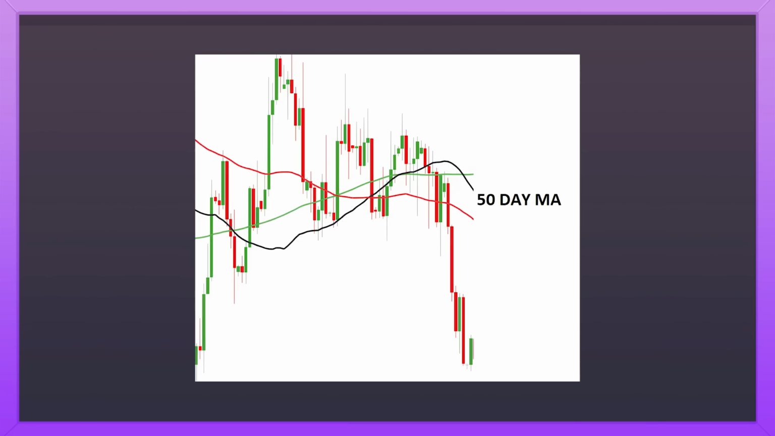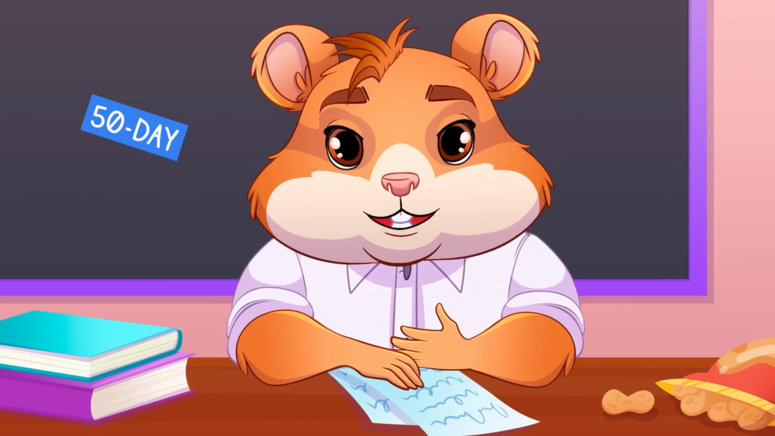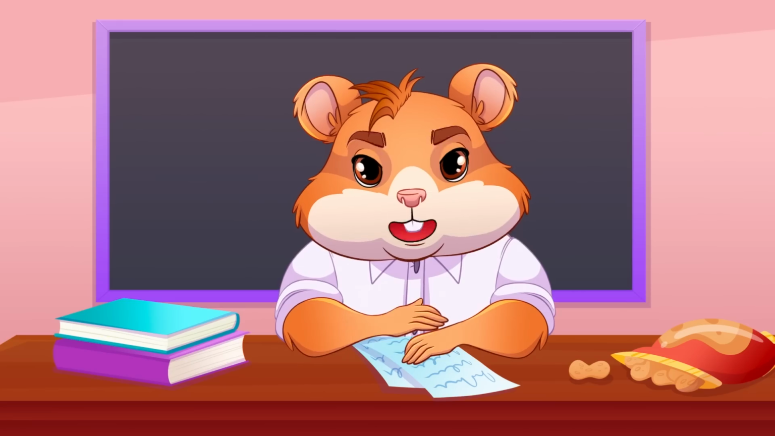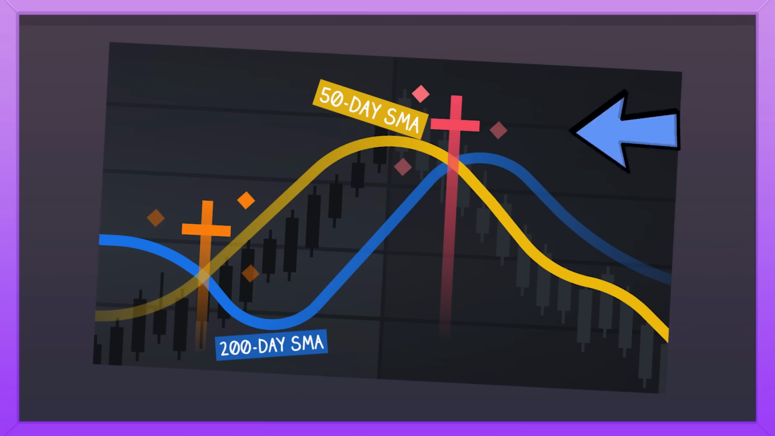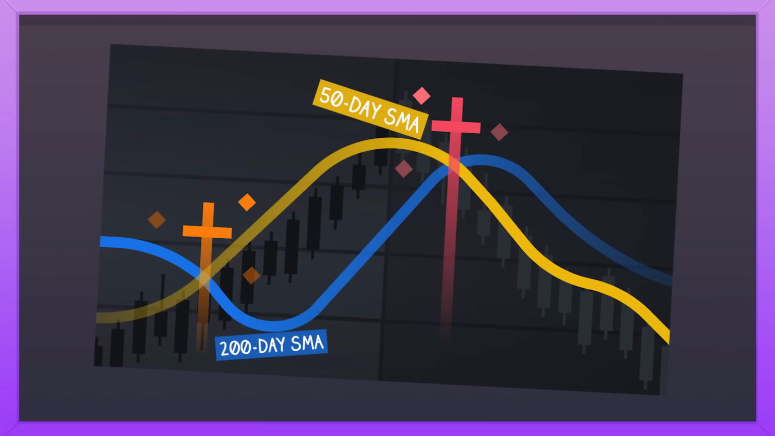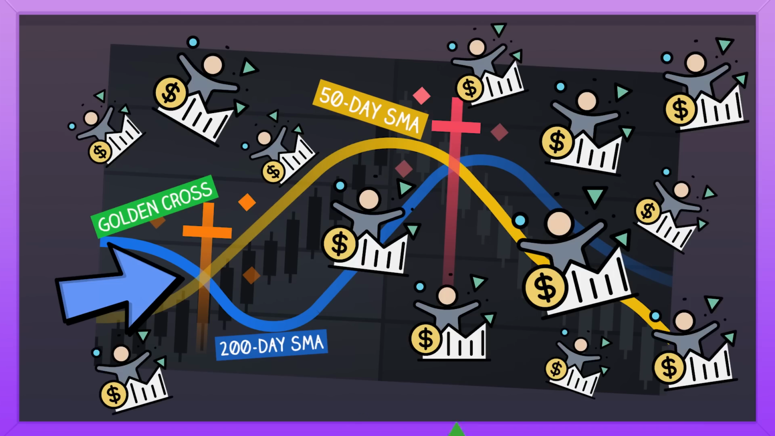How do you read this? When shorter moving averages like a 50-day cross longer moving averages like 200, a light bulb goes off for a potential buying opportunity. Keep in mind that 50-day and 200-day moving averages are closely watched in the charts, so much so that investors know that when the 50-day SMA crosses below the 200-day SMA, a death cross forms indicating a price drop is coming. In another scenario, when the 50-day SMA crosses above the 200-day moving average, a golden cross is formed and investors ready themselves for a price rise.